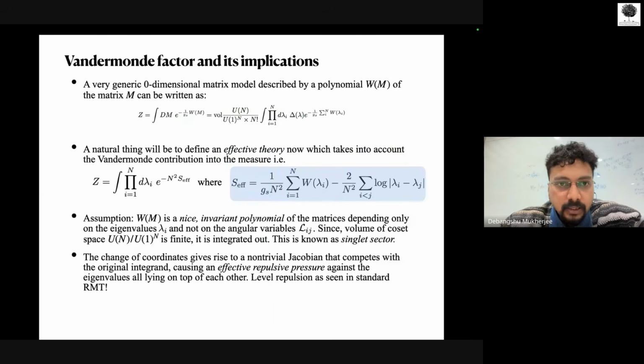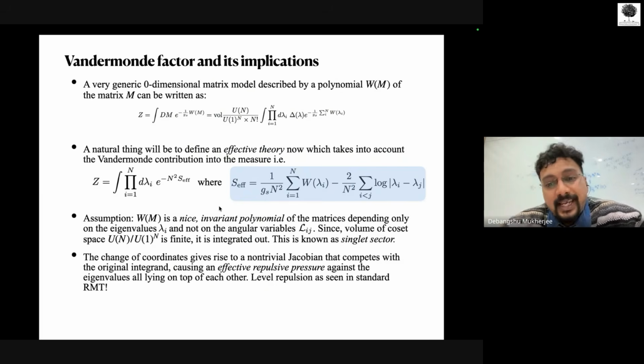Okay. So far so good. The question is, now that we have obtained this very strange factor for free, what does it really imply? So what we saw is, if we started off with a very generic matrix model, which is zero dimensional. At this point, I have not specified whether W of M is strictly quadratic or not. It can be anything, any nice invariant polynomial.